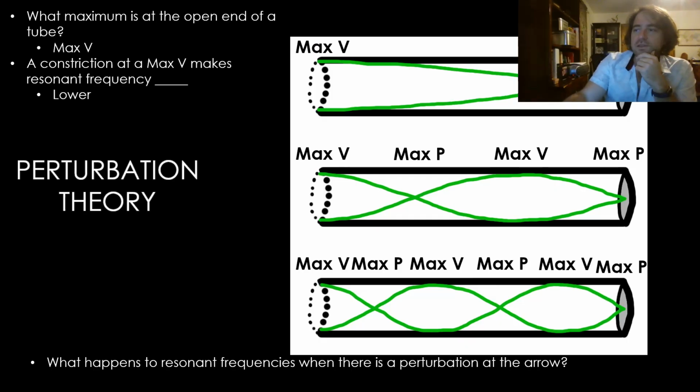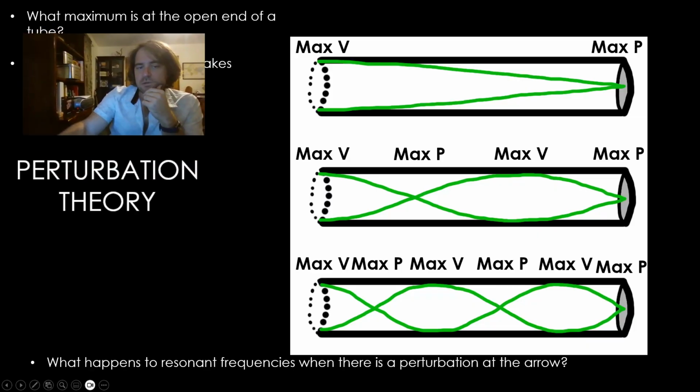And so let's look at this. Here are all the places where you have max V's and max P's. Behind my head, there's a max P. So max V at one end, max P at the other. For the next resonant frequency in this tube, you've got max P still at the closed end, then a max V here, a max P here, and a max V at the end. And for the third resonant frequency, you've got max P at the closed end, max V, max P, max V, max P, and then, of course, a max V at the open end.